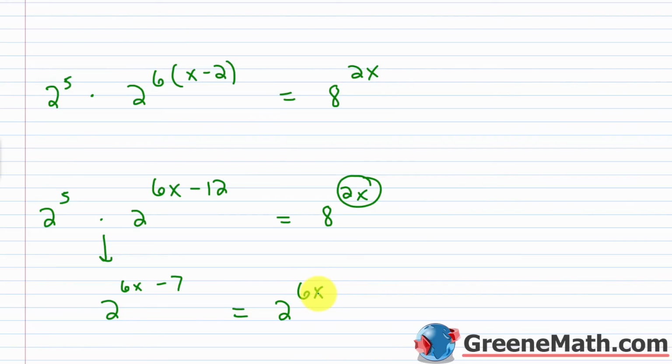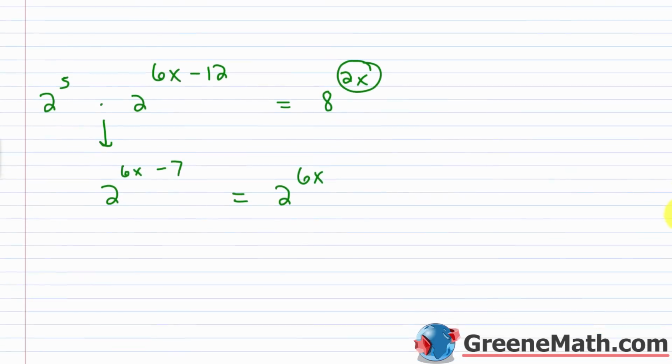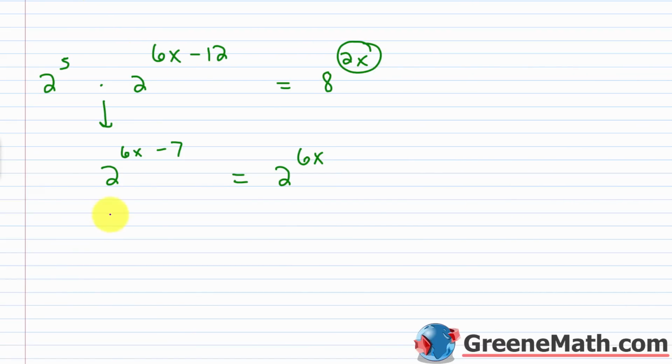Now, you're going to run into an equation here that isn't going to make any sense. You think about the left side here, you have 2 raised to the power of 6x minus 7, and it's equal to, on the right side, 2 raised to the power of 6x. How could that ever be true? It can't be. So you're going to run into an equation that has no solution.